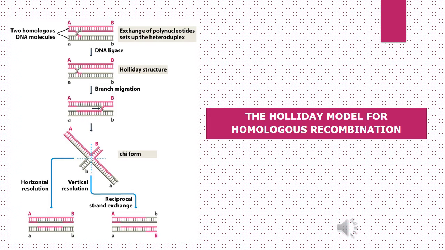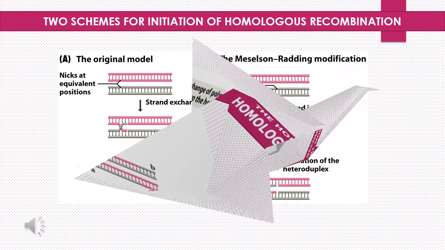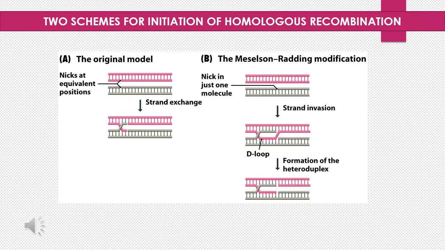The structure which I called Holiday junction, when it is shown in a simplified plane by twisting it in a 2D manner, comes in the form of a Chi Roman letter. Hence this structure is also called Chi form, as shown in this figure. Now there are various schemes for initiation of homologous recombination.